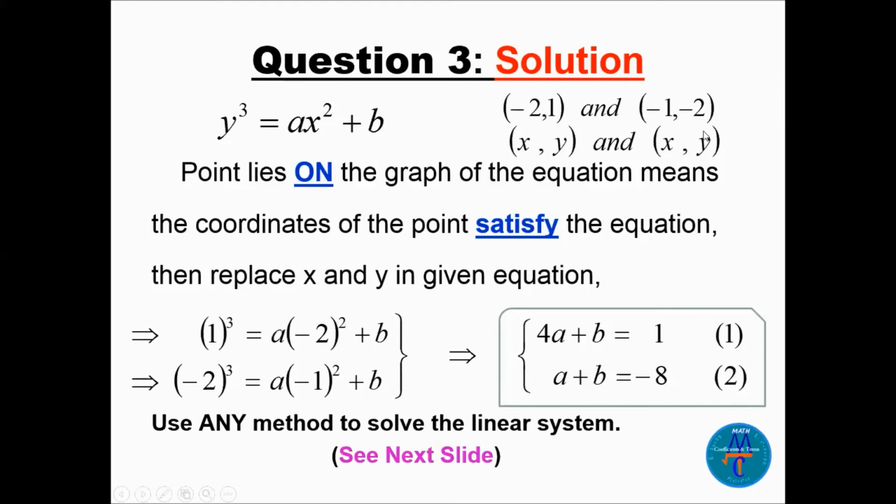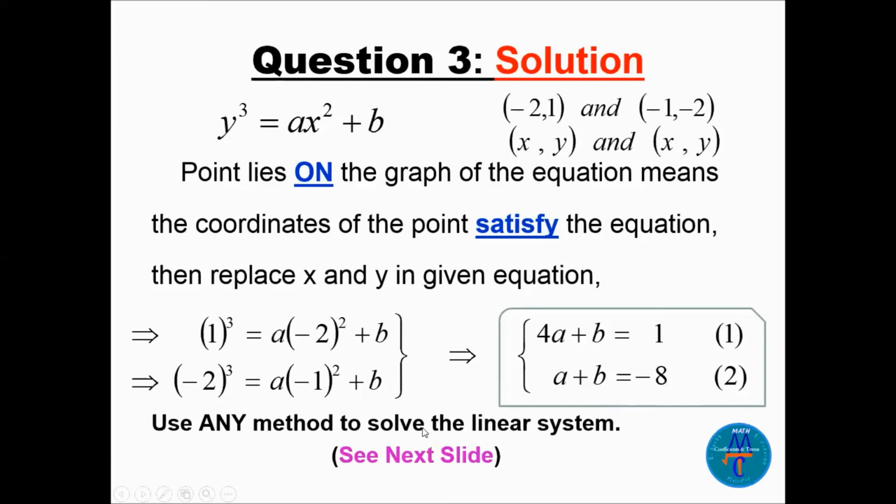Now let's try the second one. Minus 2 in the y here, minus 2 cubed. What is minus 2 cubed? Minus 8, because it's minus 2 times minus 2 times minus 2. In the x, I put minus 1 squared, which is 1. So a plus b is equal to minus 8. So now I have equation 1 and 2. This is a linear system coming from this equation.